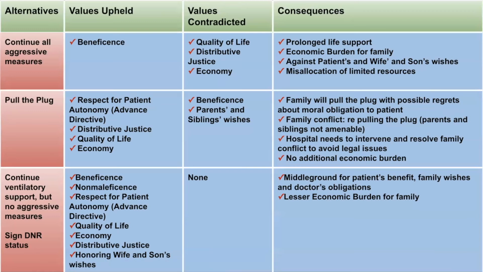Doing the third alternative, which is the continuation of ventilatory support, but no aggressive measures and signing of DNR status, there are many values upheld. They are beneficence, non-maleficence, respect for patient autonomy, quality of life, economy, distributive justice, honoring wife and son's wishes. And there are no values contradicted. And the consequences, middle ground for patient's benefit, family wishes, and doctors' obligations. And there is a lesser economic burden for the family.